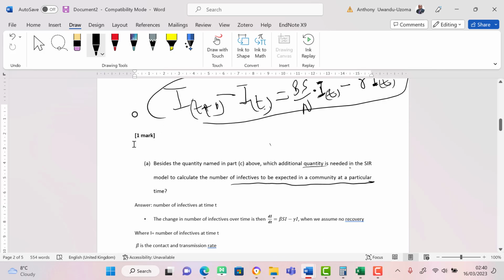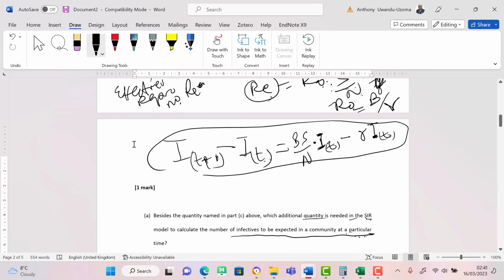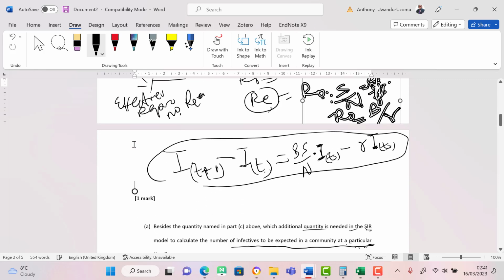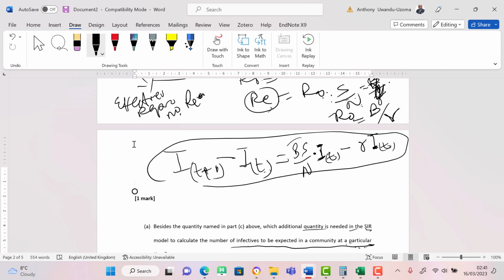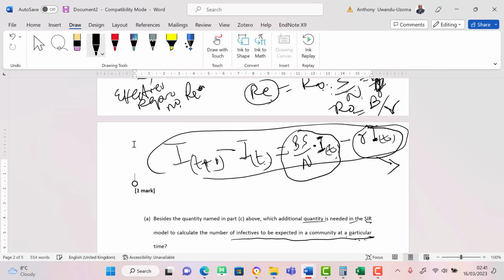Which additional quantity is needed in the SIR model to calculate the number of infectives to be expected in a community at a particular time? What else is needed? This is giving us the number of people that are infected at a particular time, while this is giving us the number of people that are recovering at a particular time. So, what is it that we have not mentioned? That should be our recovery rate.